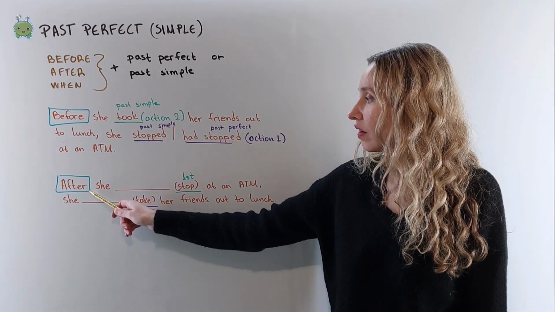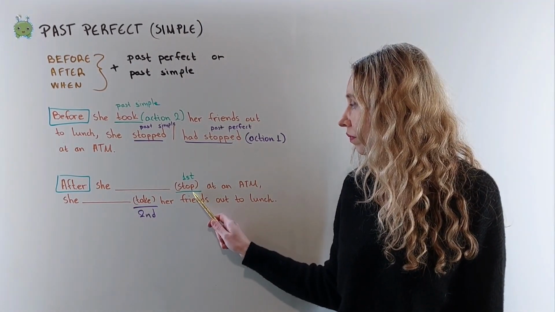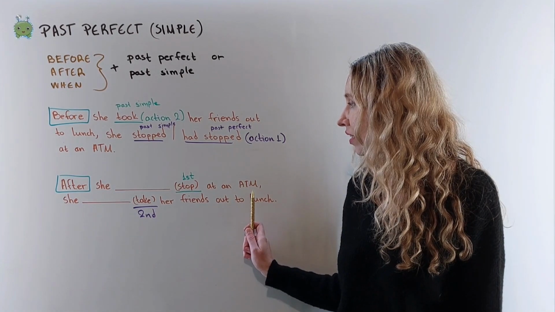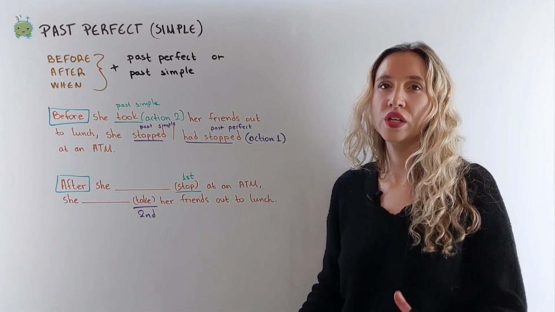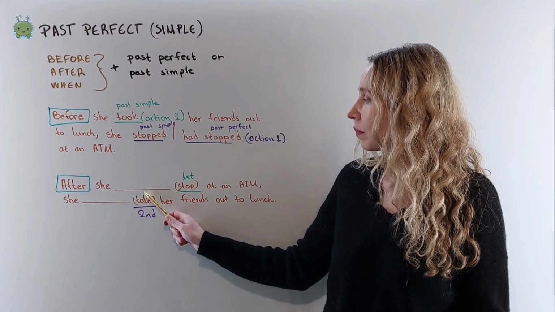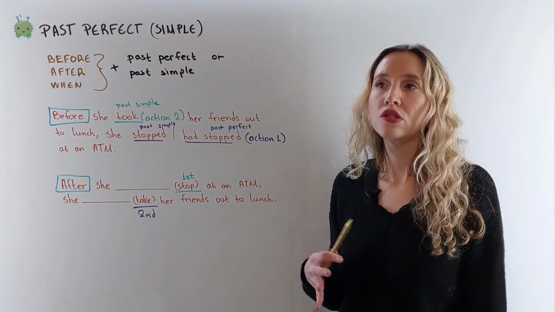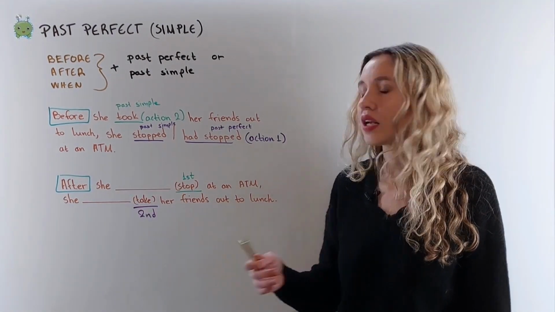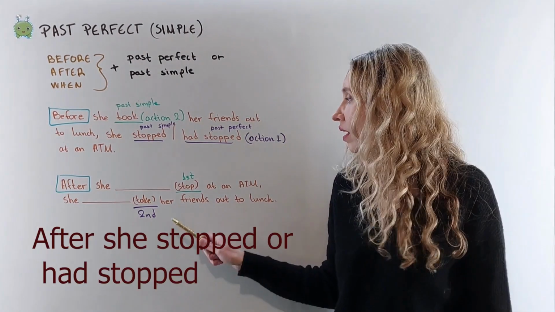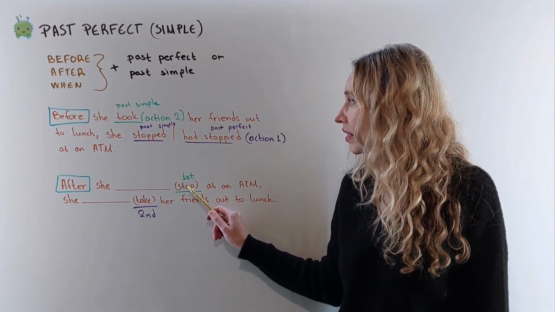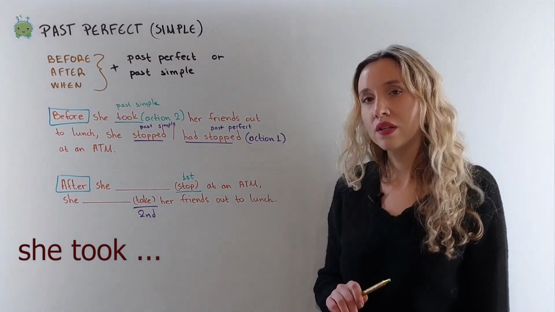Let's look at this. After. This is yours. After she at an ATM, her friends out to lunch. What can you do here? You can use in this gap here, you can use past perfect or past simple with no change. So you can say after she stopped or had stopped at an ATM because this is the first action. She took her friends out to lunch.